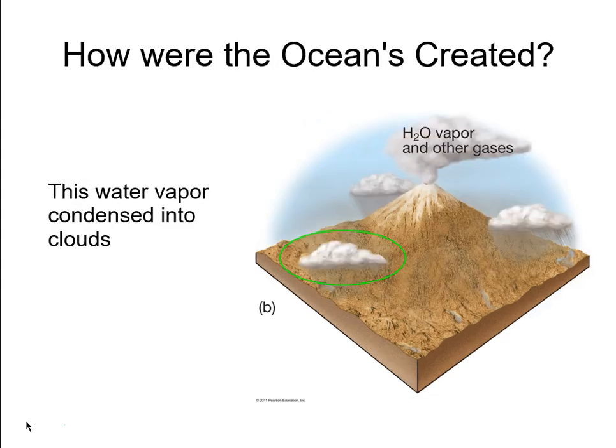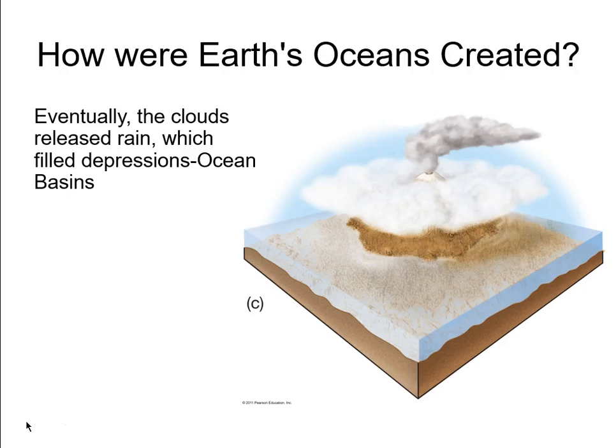All right, so the water vapor now comes out into the air and it cools and condenses, forming clouds. Those clouds then eventually release rain, and that rain fills in any of the depressions that were on the surface of the Earth, right? The Earth isn't completely smooth. It's got depressions in it. It's got little places where the water can fill up, and those would be our early ocean basins.